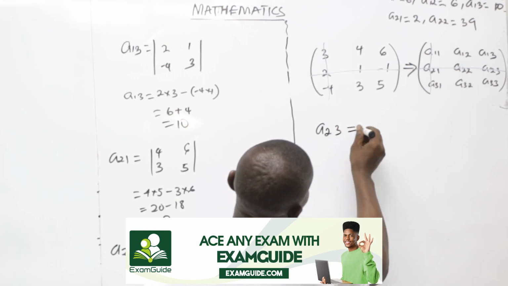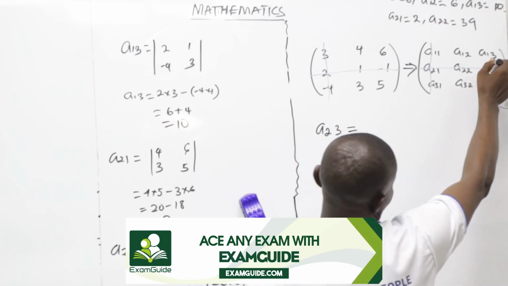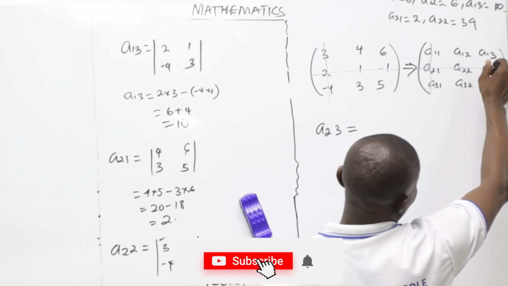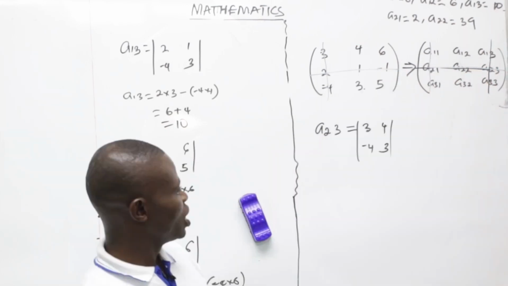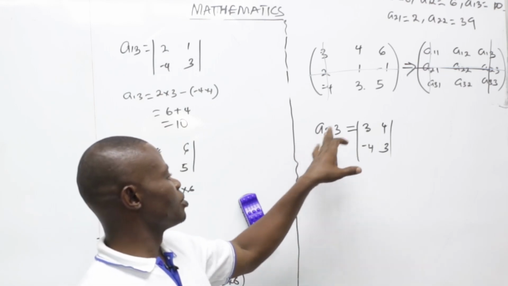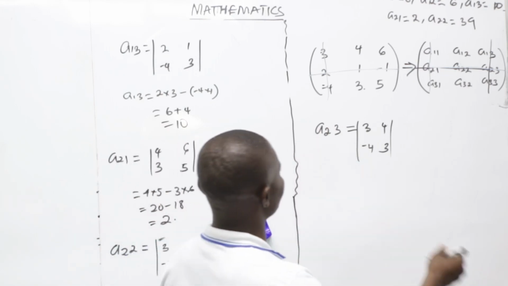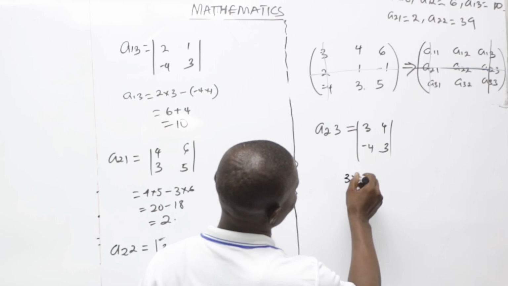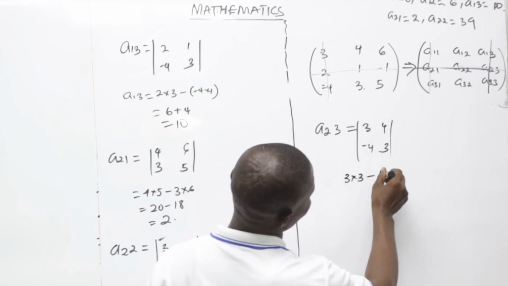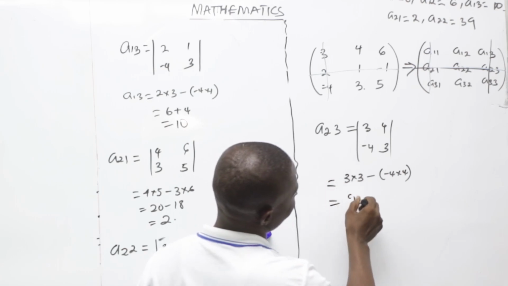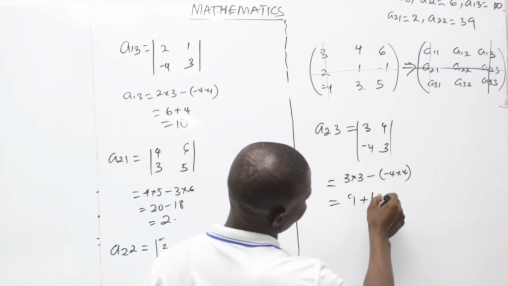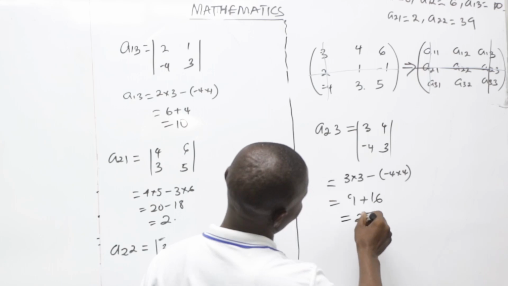A23 equals, where is the position? Look at it. Can you see the need for this formula? Meaning this way, this way. So what is going to remain? Okay, that's A23 is going to give us 3 times 3 minus bracket minus 4 times 4. That is 9 plus 16 equals 25.